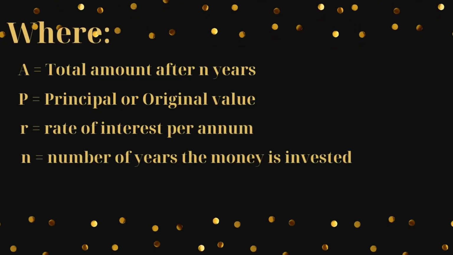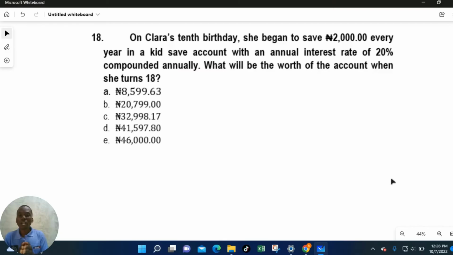Now we're going to look at how we'll solve a question on compound interest. The question says, on Clara's 10th birthday, she began to save 2,000 naira every year in a KidsSave account with an annual interest rate of 20% compounded annually. Now the question is, what will be the worth of the account when she turns 18? I want you to pay attention as you see how we are going to get an answer to this question.